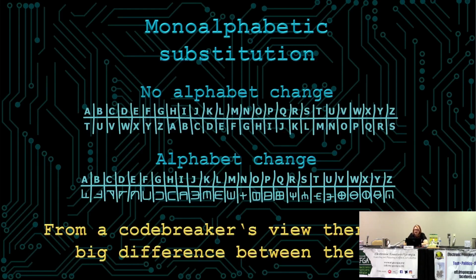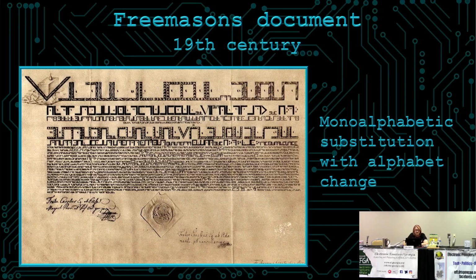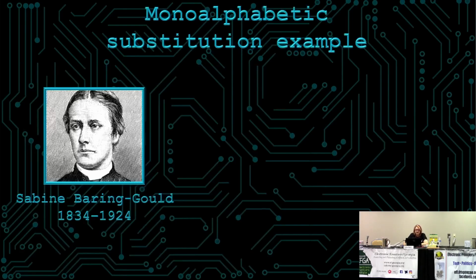So here's another example of a Freemason's document. This is monoalphabetic without an alphabet change. It's all normal letters of the alphabet. And this is also Freemasons, and this is with an alphabet change. In this case, it's translating the cipher into something. This is a pigpen cipher that's there. Okay, so going on to monoalphabetic, and if anyone was here at my earlier talks, I went into this a little bit when I was talking about hill climbing.